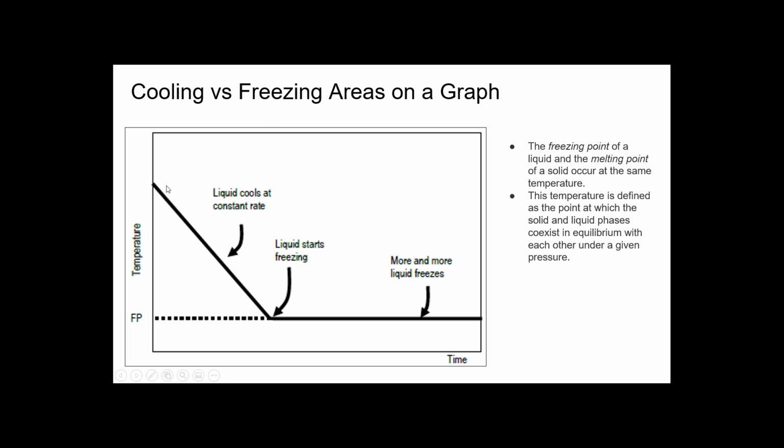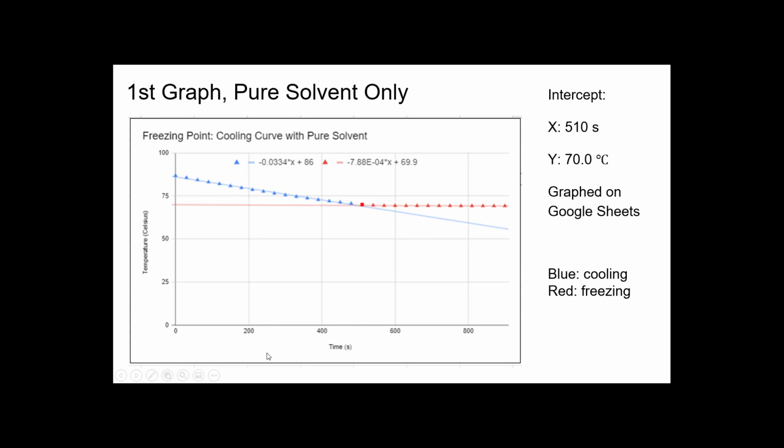So this is what your graphs should look like. You're going to have two graphs. As the liquid cools, the temperature starts going down. Then you reach the freezing point, which is where the liquid starts freezing, and then it's going to plateau, and this is where the liquid is freezing over time. So this is exactly what you need, and you need this little intersection point right here, the data points. So this is my first graph.